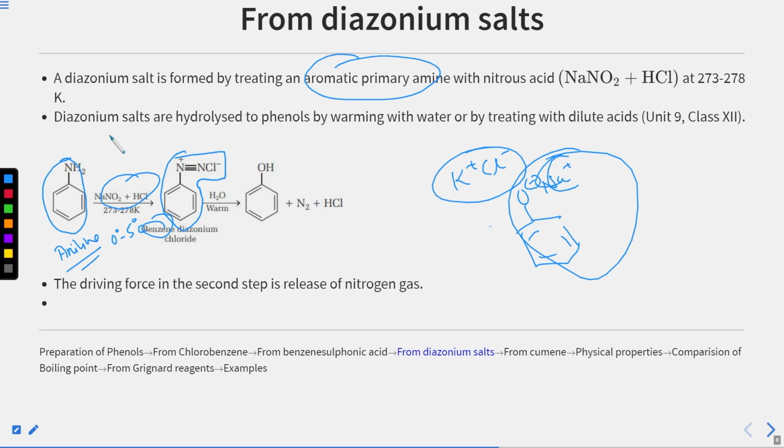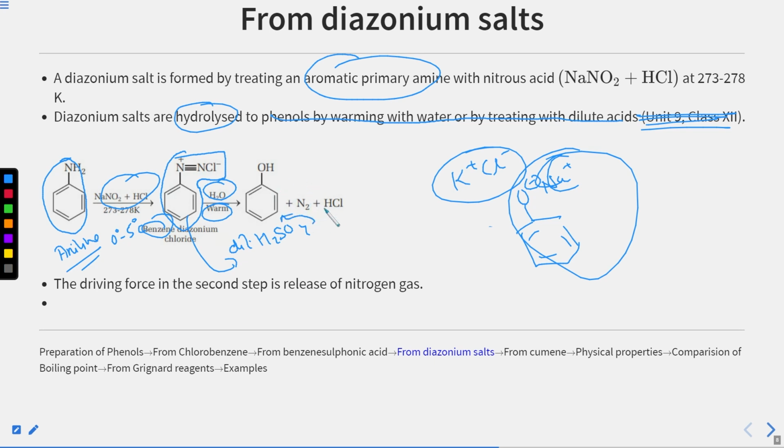Now diazonium salts are hydrolyzed. If you hydrolyze it in the presence of H2O and warm water, simply add H2O and warm water, then heating it with warm water or treating with dilute acids also. So if you treat it with dilute H2SO4, then you will also get this OH.